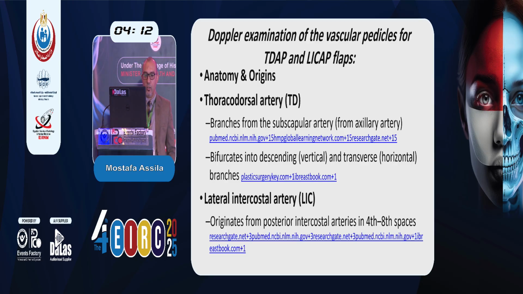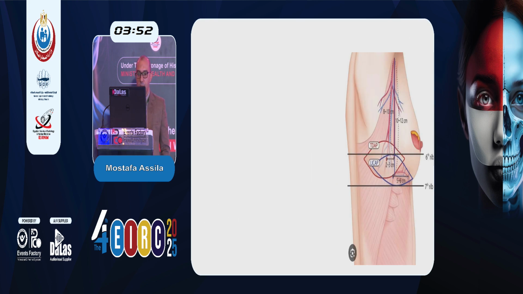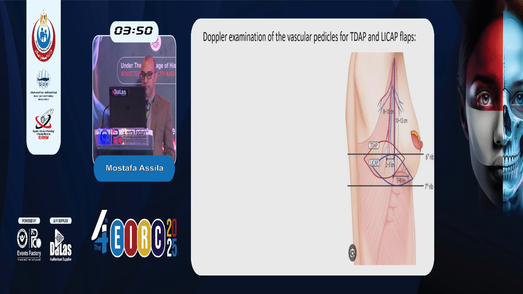It branches from the subscapular artery, from the axillary artery, and bifurcates into descending vertical and transverse horizontal branches. The lateral intercostal artery originates from the posterior intercostal artery. This is the venous mapping.